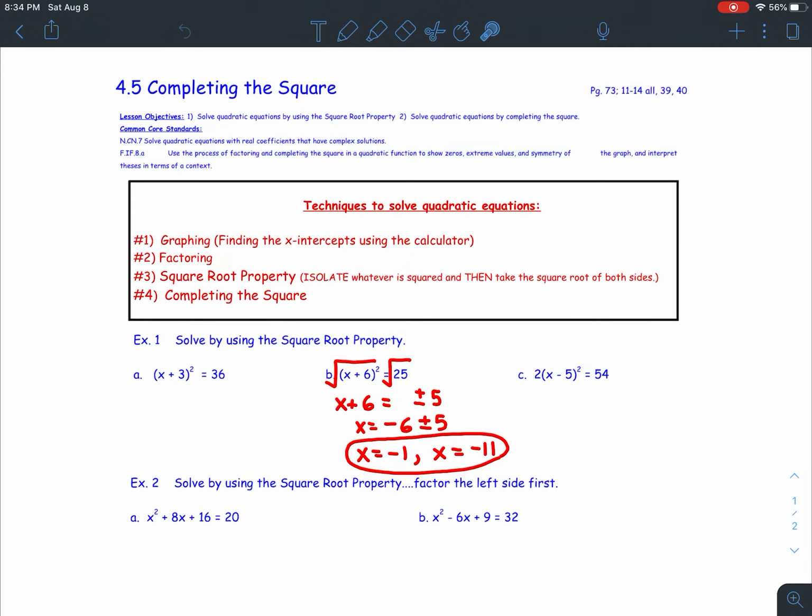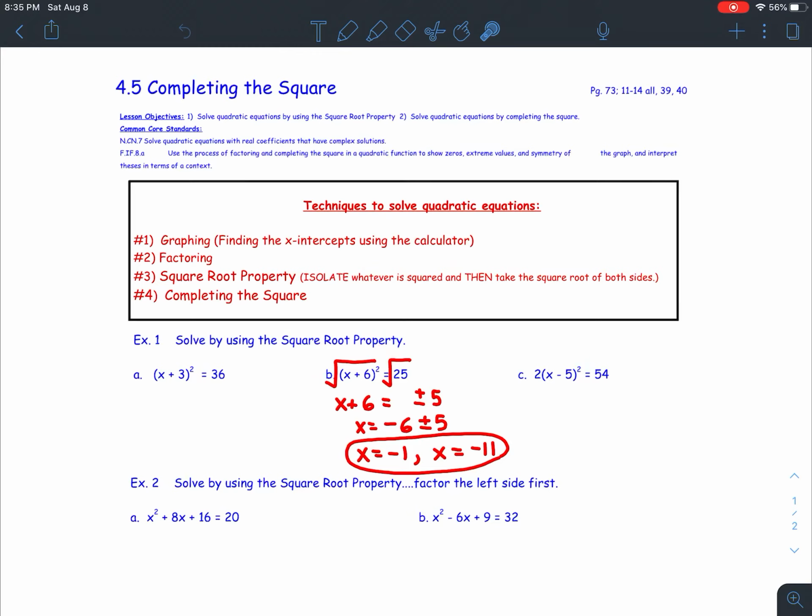Now, this by far is the most complicated method of all the methods that we will be learning here for how to solve quadratic equations. But you're going to notice an element of completing the square is going to have this square root property feel, where there's something going to be squared in our equation, and we will then need to take the square root of both sides to remove that exponent.